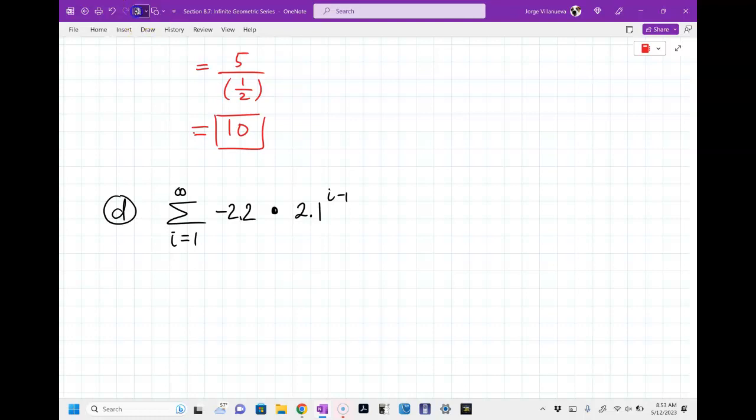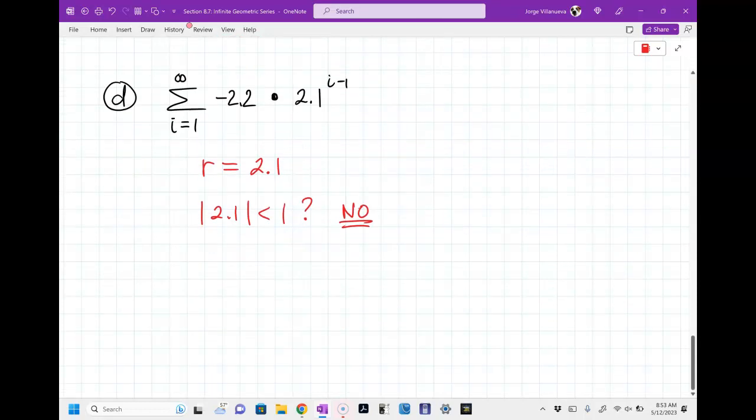All right. So knowing that, what's my R value? 2.1, right? It's right there. They just don't put the parentheses. But it's right there. Now, is it true that the absolute value of 2.1 is less than 1? No. So then what do I say? Diverges, and you're done. Okay, just diverges. There's no sum.